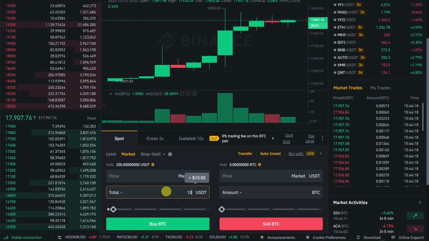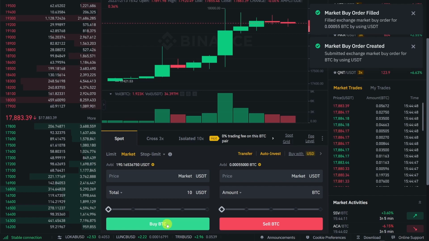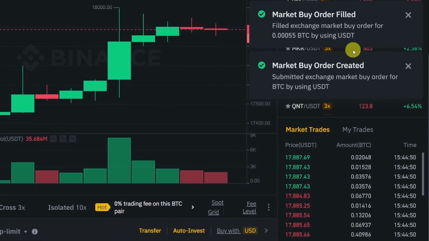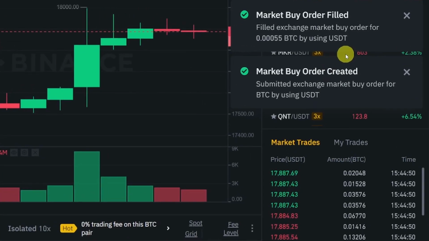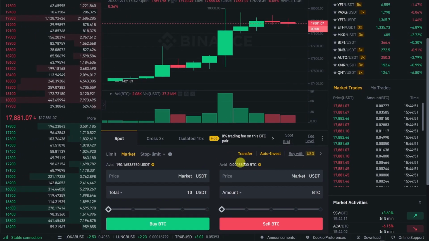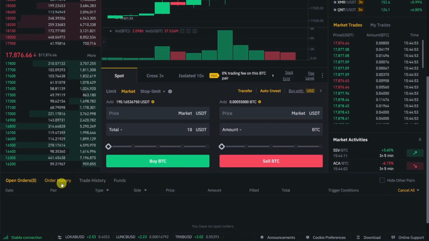Here you see me place a 10 USDT market buy order. Here are the notifications telling me that the order has been created and immediately filled. It gave me exactly 0.00055 BTC at the price of 17,881.15 USDT. Here we see the order in the order history.